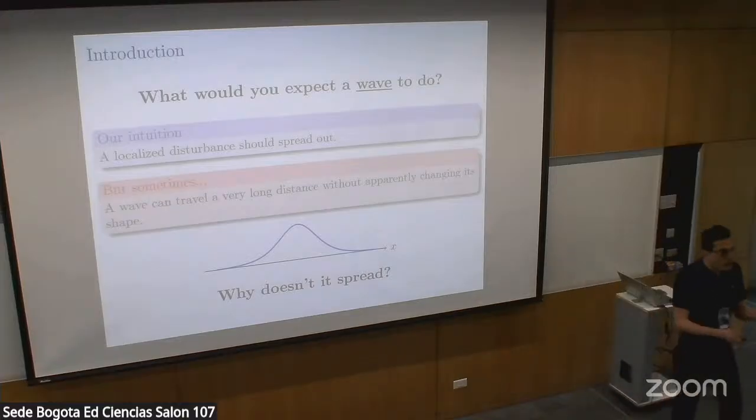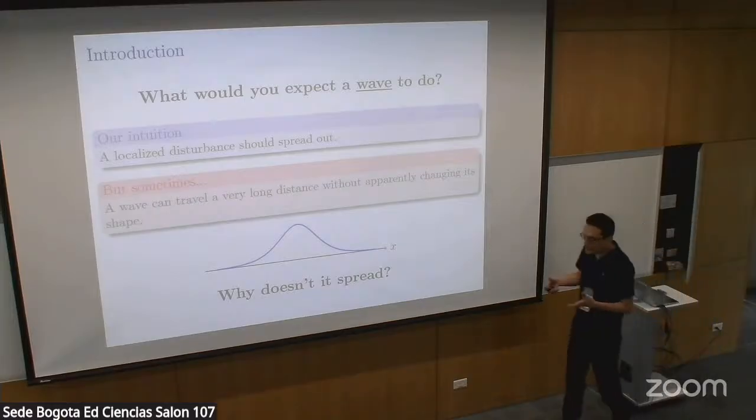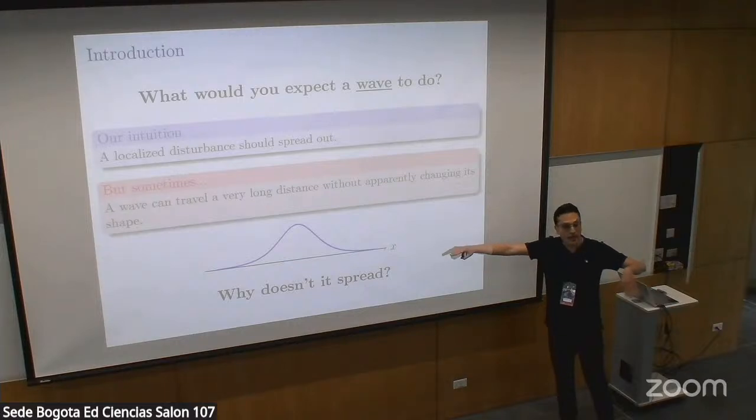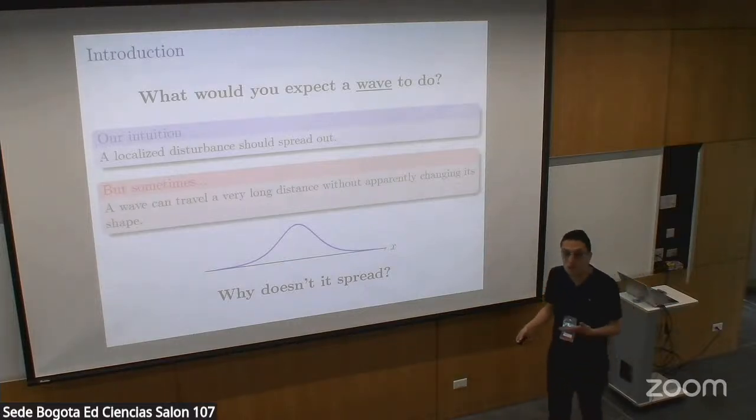And the idea is that if you have a wave, look at the picture there. If you have a wave, you start to realize that the wave should spread out, should start to decrease and disappear, right? That's the general intuition, right?